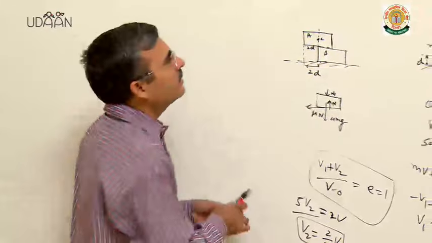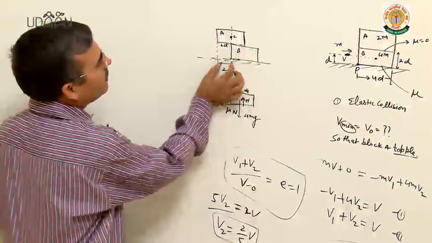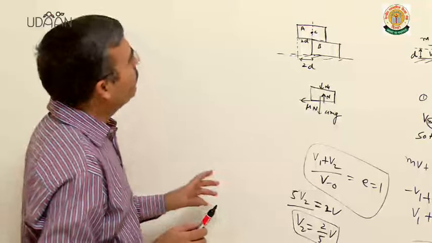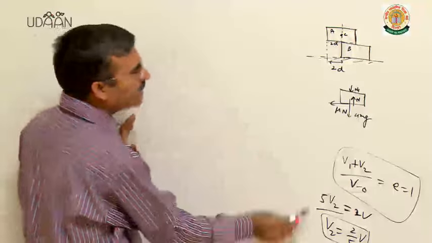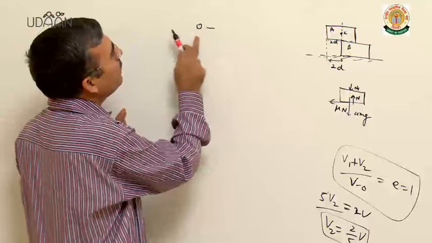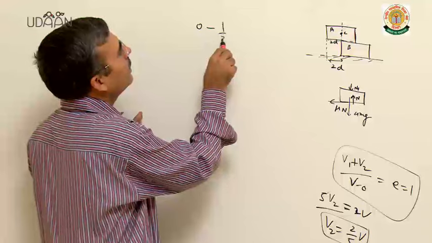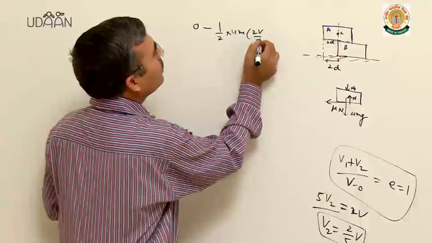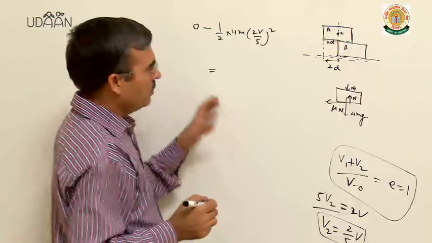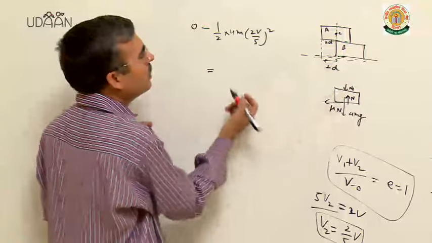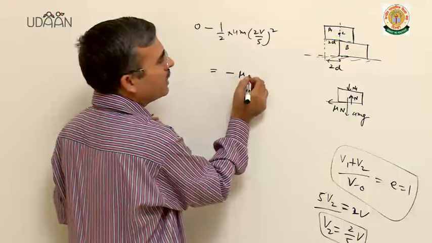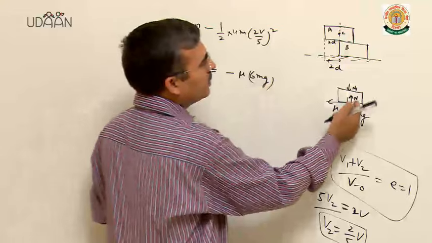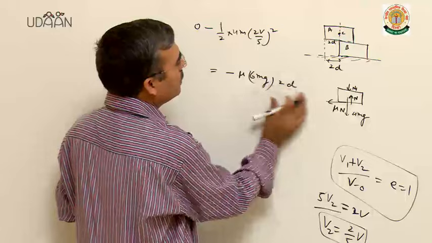Clear? Now by this speed, block B moves this side and stops after covering 2d distance. We can apply here loss of energy or work energy theorem. Let us apply work energy theorem for B block. Change in kinetic energy of the B block: final kinetic energy 0 minus initial kinetic energy of B block, half into mass of the B, which is 4m, into (2v/5) whole square. This is equal to net work done on it. Only friction is doing work on the B block, that is minus mu into normal reaction, that normal reaction will be equal to 6 mg, into displacement, which is 2d here.